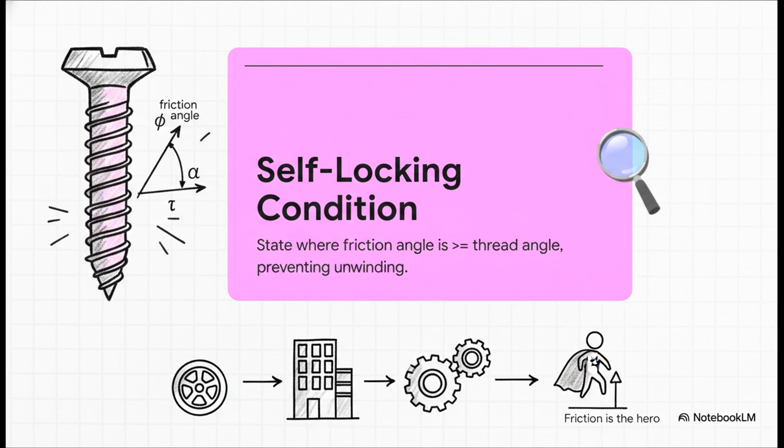The formula demands that the friction angle, phi, must be greater than or equal to the thread angle, alpha. If the friction is greater than the steepness of the thread, the screw locks itself in place. This simple, completely elegant geometric rule is the singular reason our cars, our buildings, and our machines don't just spontaneously unscrew themselves and fall apart. Friction is absolutely the hero here.